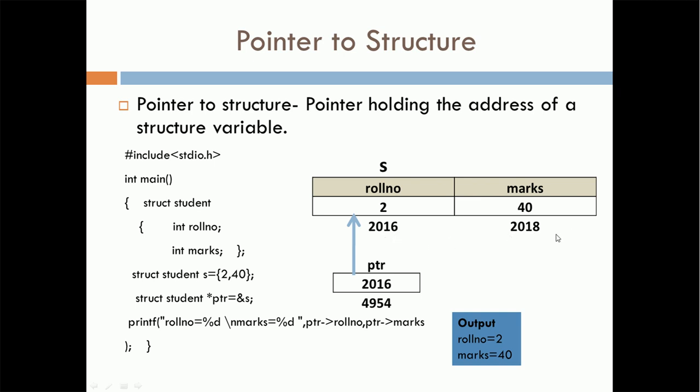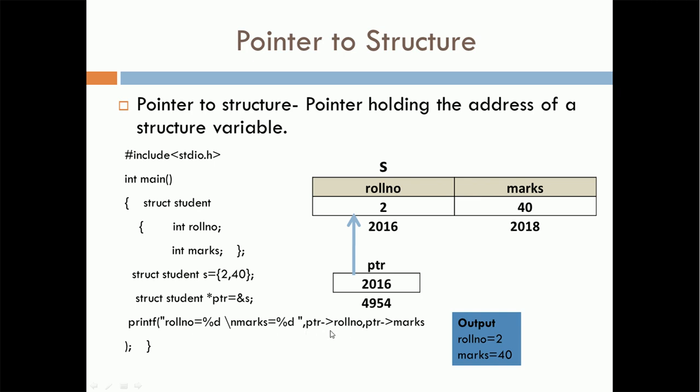We have created one pointer variable of type student, and we have assigned the address of s to ptr. The starting address of s is 2016, so the value of ptr will be 2016. As we assigned the address of s to ptr, now ptr is able to point to the structure variable s. Now how do we access this structure variable using ptr? To access the structure variable s using ptr, we have to write ptr, then the arrow symbol, then the name of the field, as written in the printf statement.